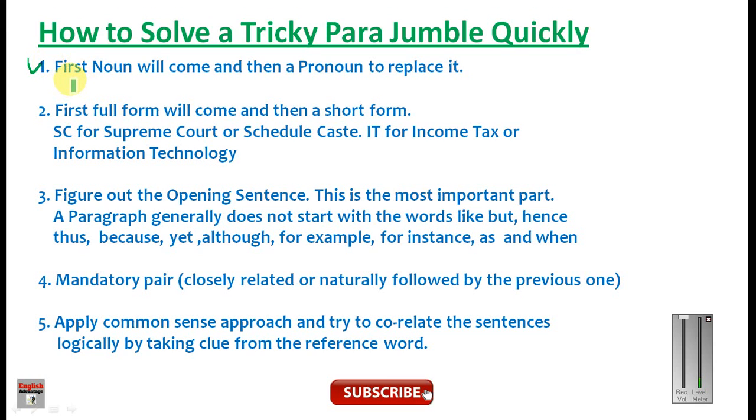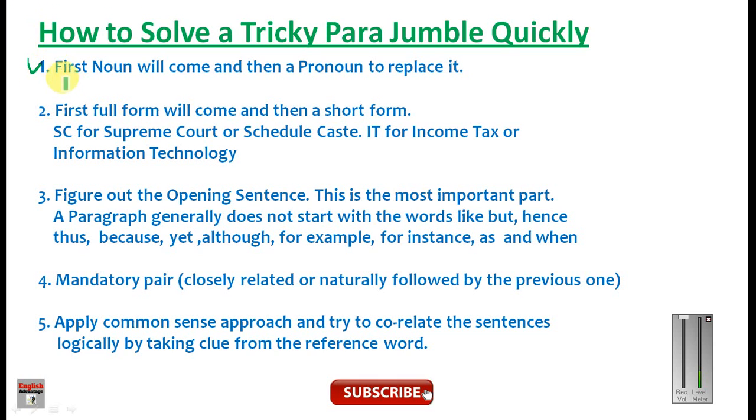So this is the first guideline. First noun will come and then a pronoun to replace it in any paragraph. First we will discuss nouns like Ram, like Ajay, like Delhi. Any noun will come first, and then to replace it a pronoun will come like this, that, these, like he or she or it. So this is the most important guideline in order to solve any parajumble.